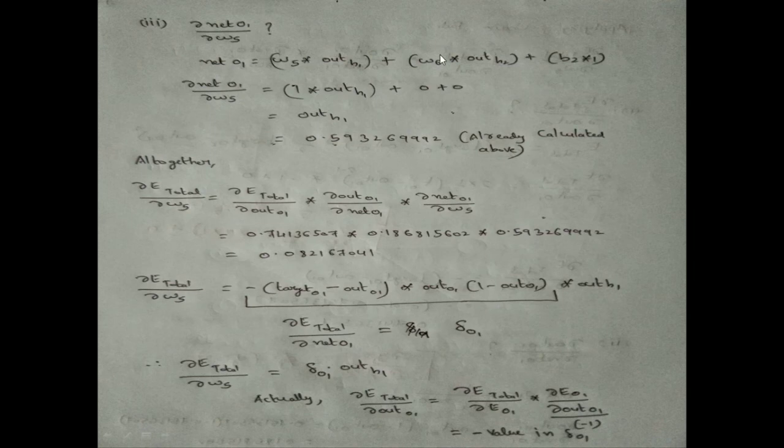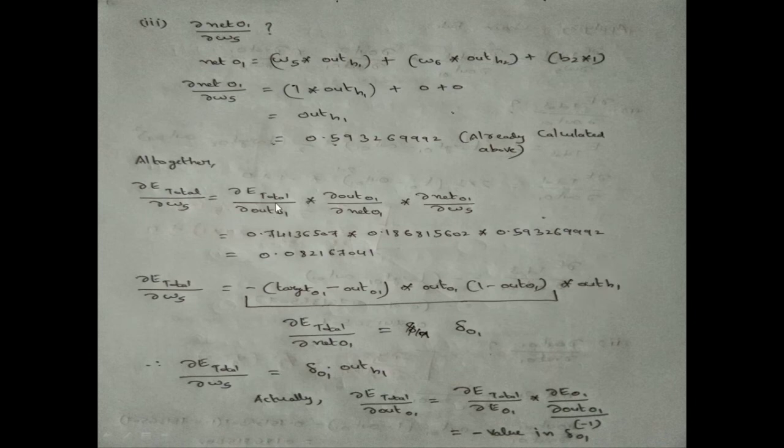So finally, putting them all together, we are going to put this value and this value, and we will be getting the value 0.082167041. Okay. So now the final value, that is, the change in the total error energy with respect to the change in the weight 5, is given as minus of the target value of the output neuron 1 minus the actual value of the output neuron we got, into the actual value of the output neuron 1 into 1 minus the actual value of the output neuron 1, into the actual value of the hidden neuron 1.